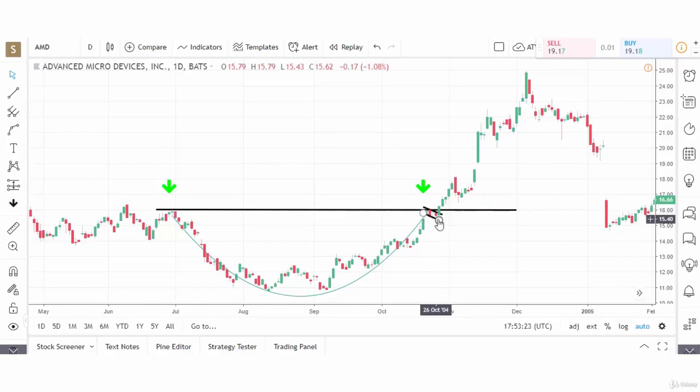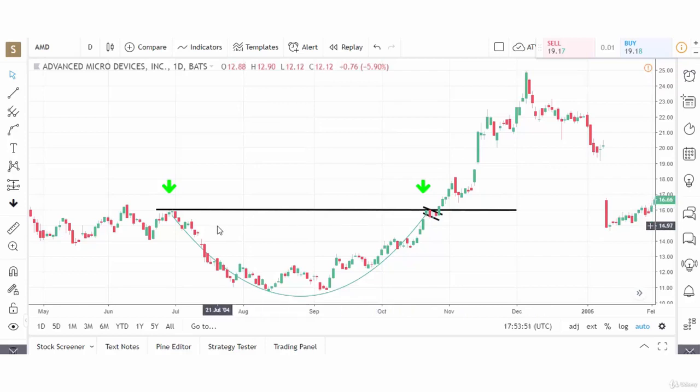This forces the stock down, and then we get a break of both the resistance level and the handle, as well as the resistance level for the cup overall. As we can see, once that resistance level is broken to the upside, the stock continues to move up. So we get a movement from $16 all the way up to around $25 for the high of the stock.